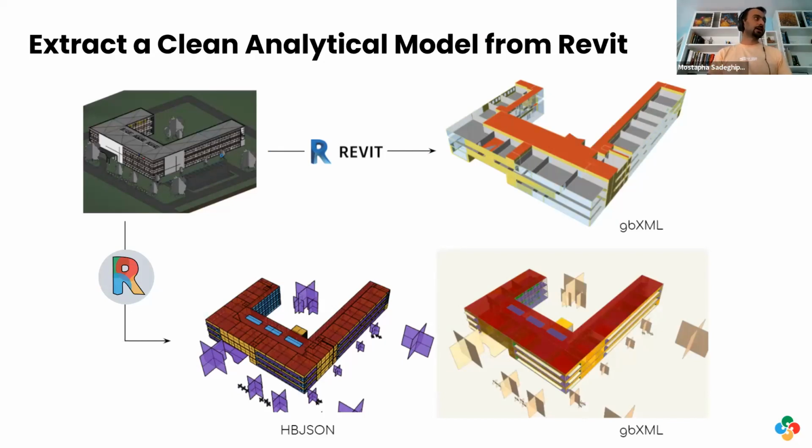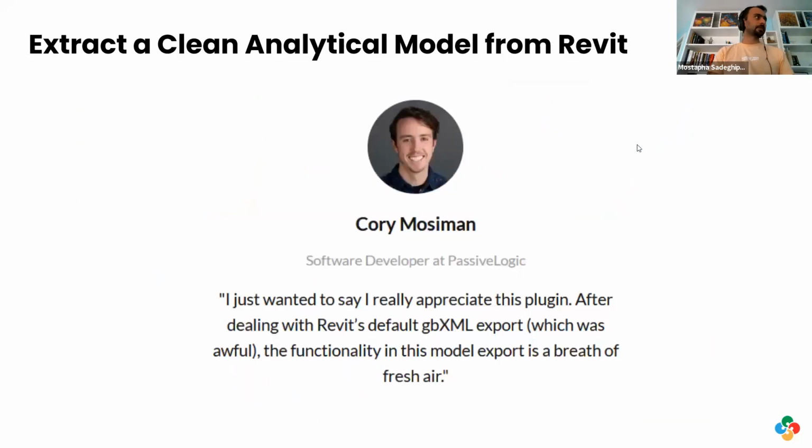So what you see on top is what happens if you use the GBXML exporter directly, and what happens at the bottom is if you go to HVJSON, which is the format that we are using, and then export to GBXML. And to be clear, this is the same model. It's not like I cleaned up the model for this one and then used the original model for the one on the top.